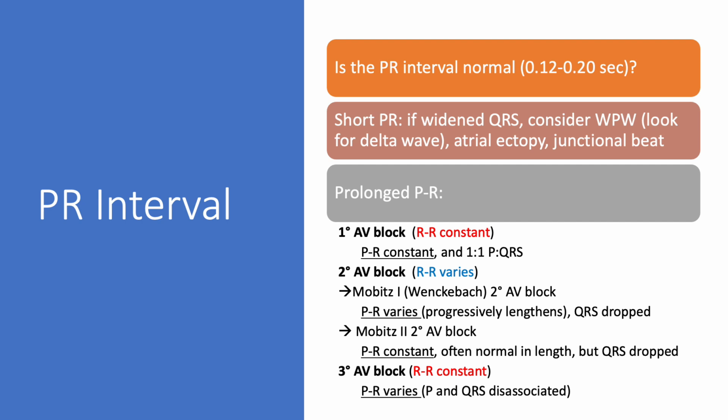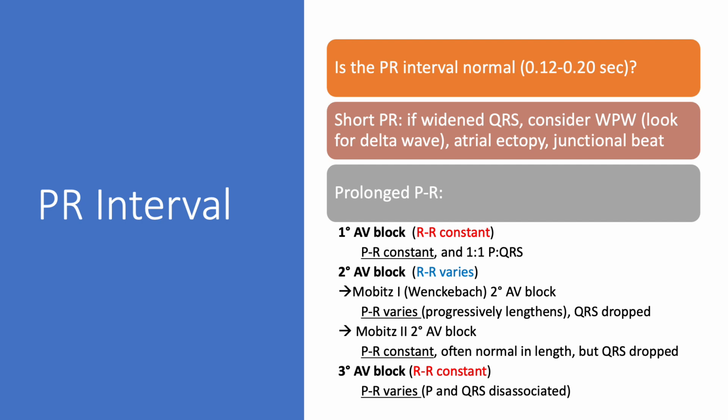In second degree AV nodal blocks, that R to R is going to vary because you're going to start dropping beats. With Mobitz type 1 Wenckebach, second degree AV nodal block, the PR intervals are going to vary. So the PR interval will progressively lengthen, and then eventually you'll have a dropped QRS. In Mobitz type 2 second degree AV nodal block, your PR interval remains constant. And it's also important to know that the PR interval in Mobitz type 2 is often normal. So you don't really see a prolonged PR interval, but you'll see the dropped QRSs.